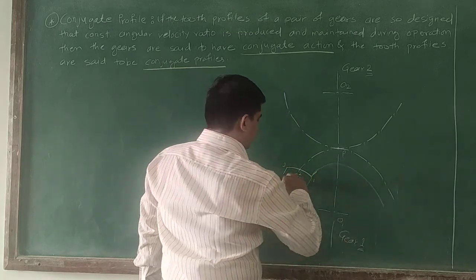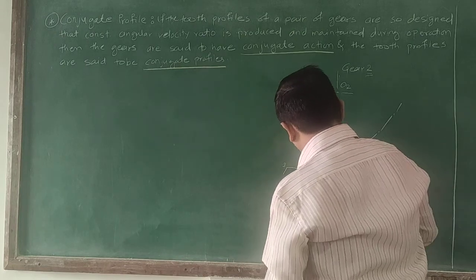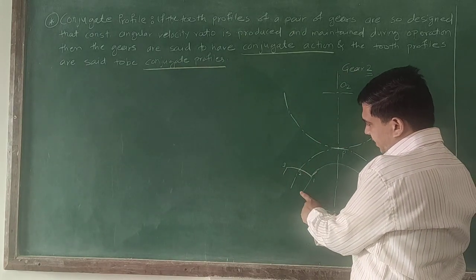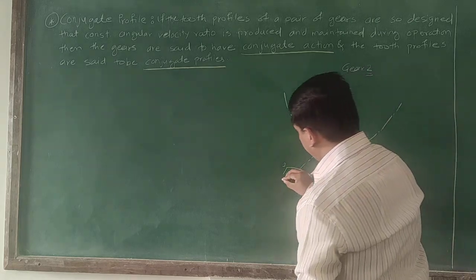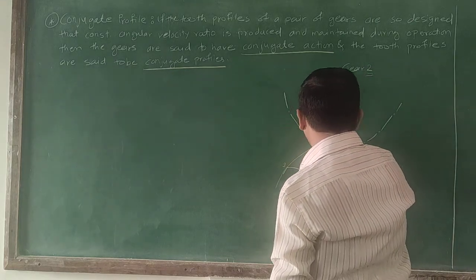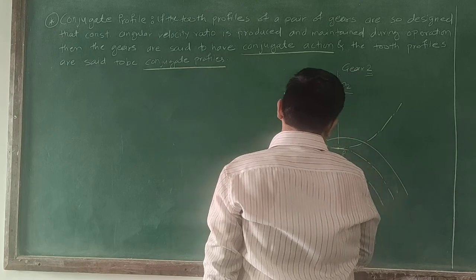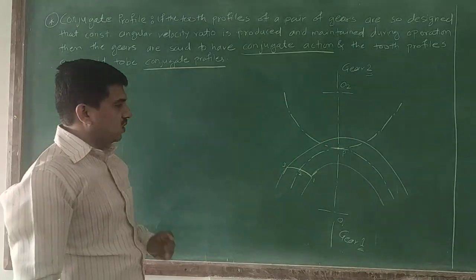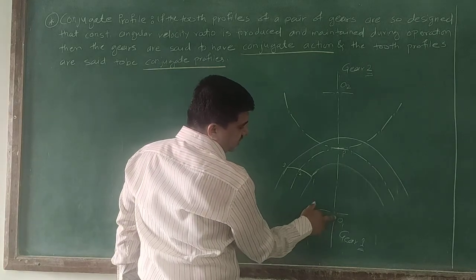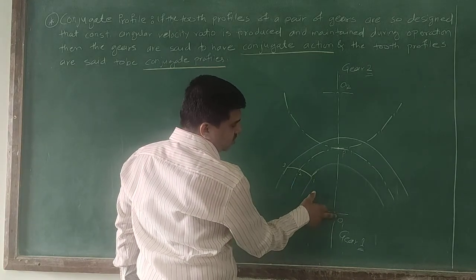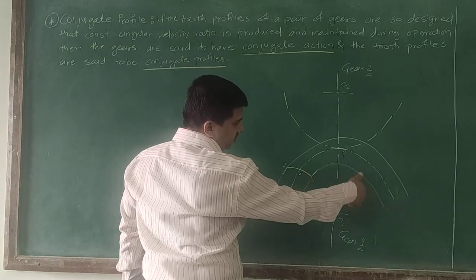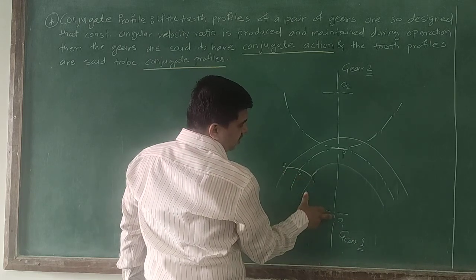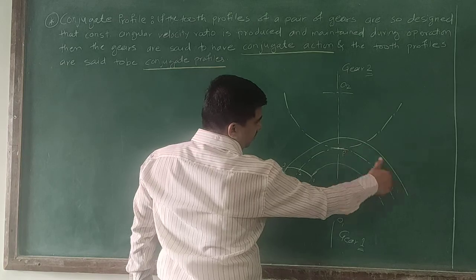Done. Similarly, from the center O1 and with the radius O1 to 3, we will draw another arc like this. Understood? So two arcs we have drawn. From the center O1 with the radius O1 to 1, we have drawn one arc. Then from O1 to 3, considering that radius, we have drawn another arc.